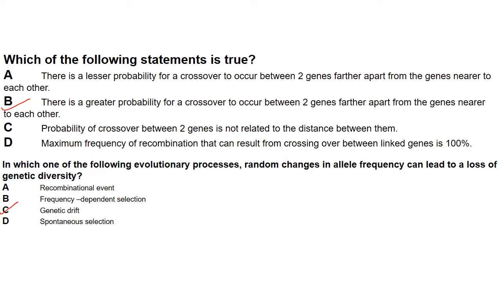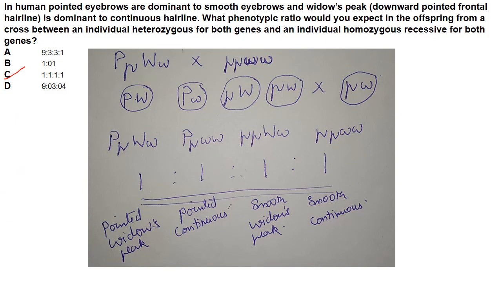Genetic drift is the change in frequency of an existing gene variant in a population due to random sampling of organisms. The next one. In humans, pointed eyebrows are dominant to smooth eyebrows and widow's peak is dominant to continuous hairline. What phenotypic ratio would you expect in the offspring from a cross between an individual heterozygous for both the genes and an individual homozygous recessive for both the genes?